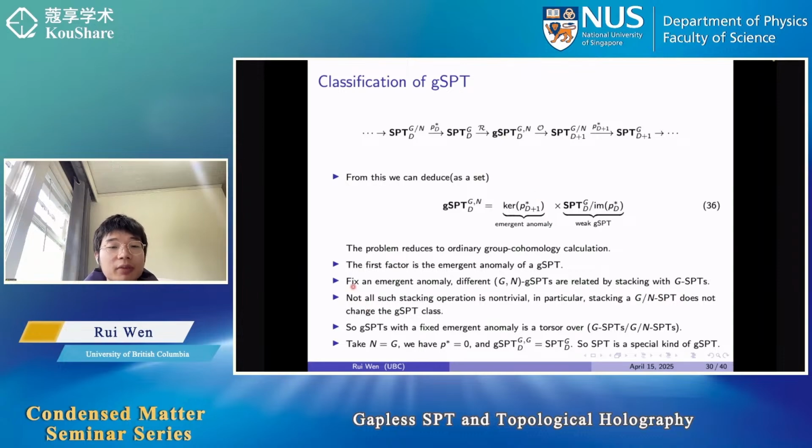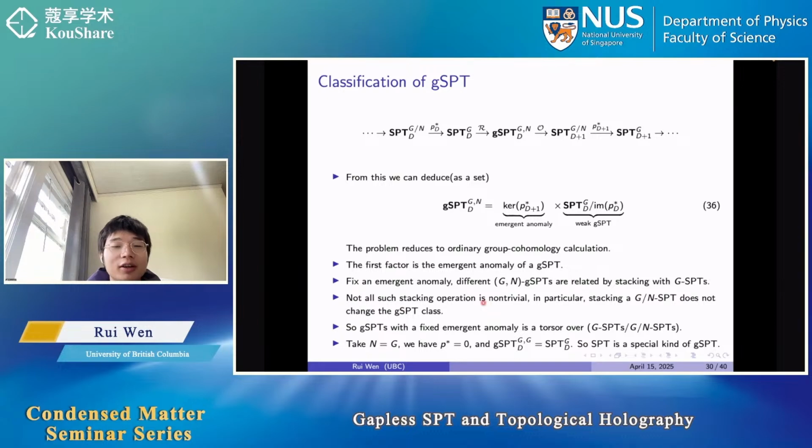But if you fix the emergent anomaly, you fix an image here, the different elements are related by image of this guy, right? So this just means that for a fixed emergent anomaly, different G-n Gapless SPTs are related by stacking with gSPTs. But not all such stacking operations are non-trivial. In particular, stacking a G over an SPT does not change the Gapless SPT class. So Gapless SPTs with a fixed emergent anomaly is a torsor over gSPTs over G mod N SPTs.